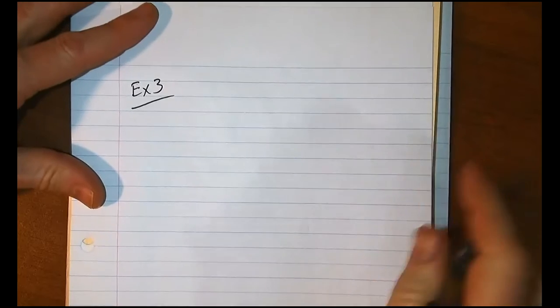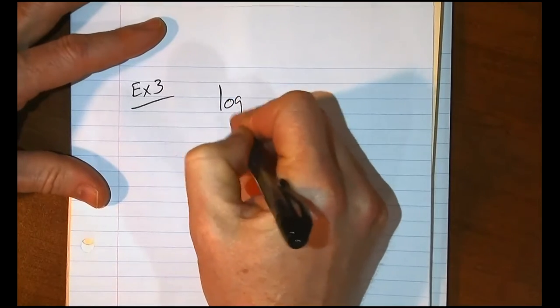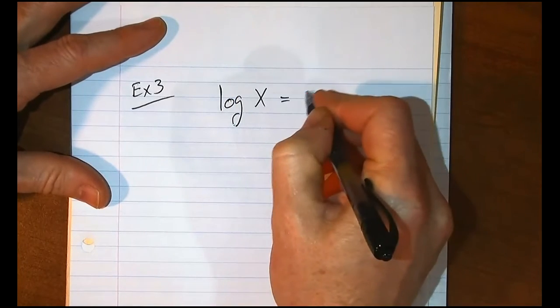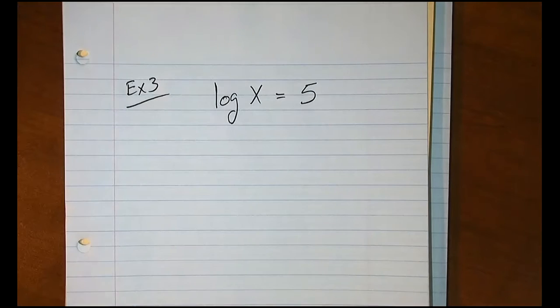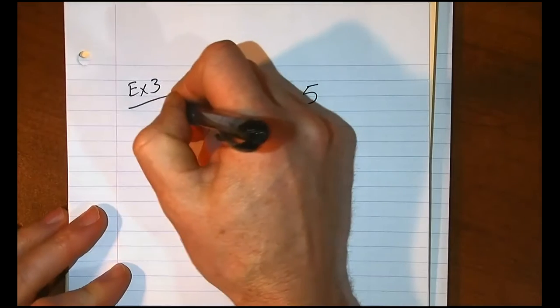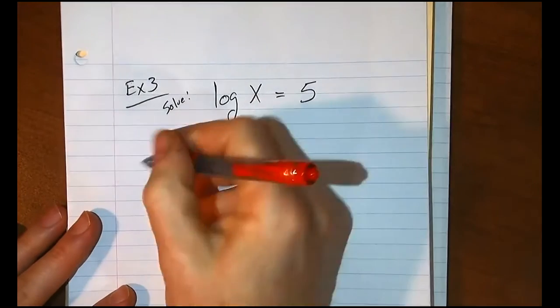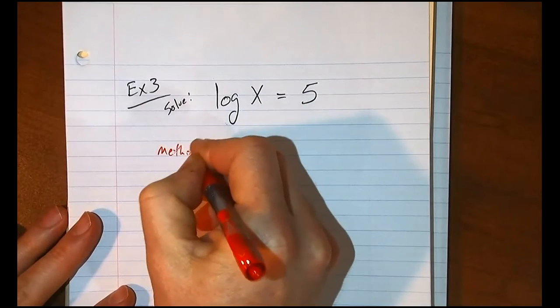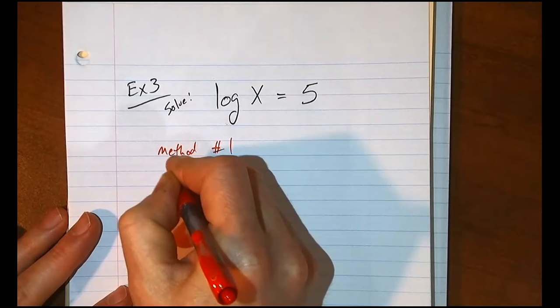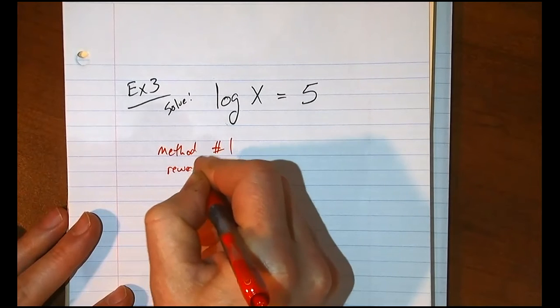Now we're going to go about the reverse process. So for example number 3, what we're going to do is we're going to have a logarithm equation. And we're going to solve that. And again, we can do this using both methods. And it's the exact same method. Method number 1 is going to be to rewrite as an exponential.